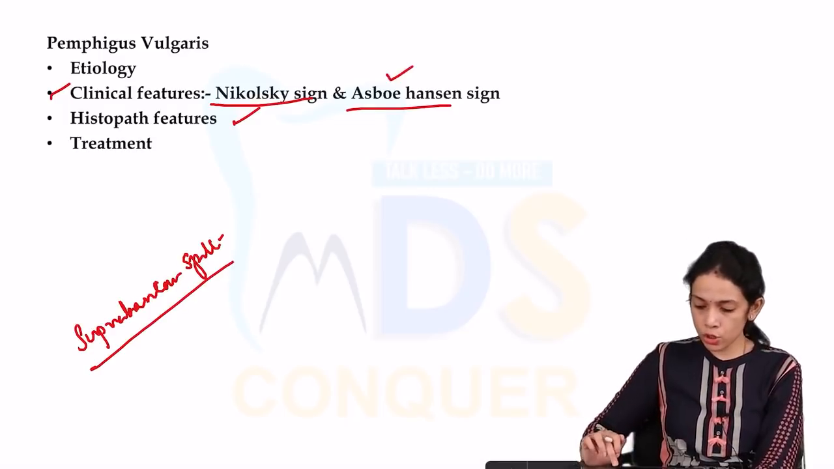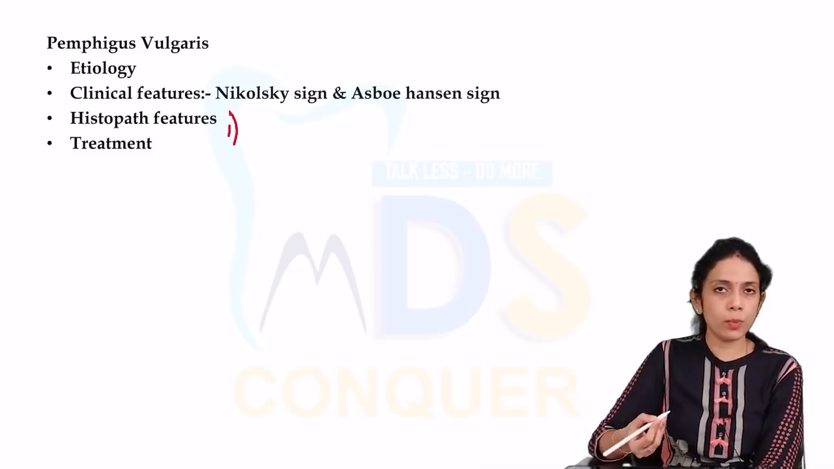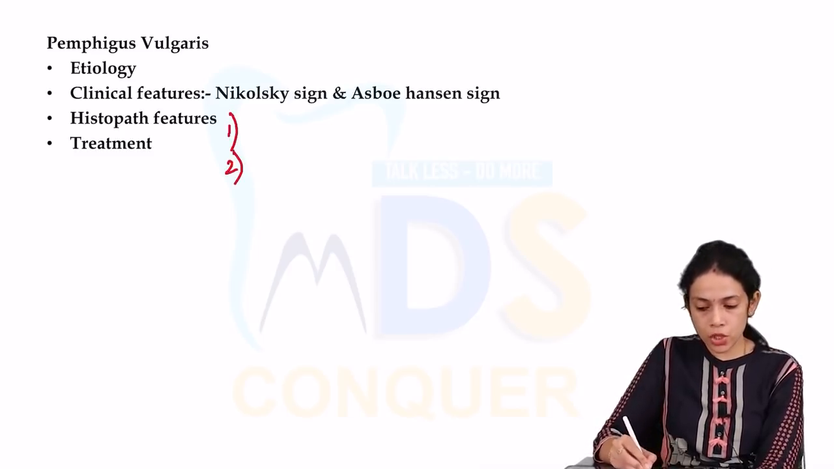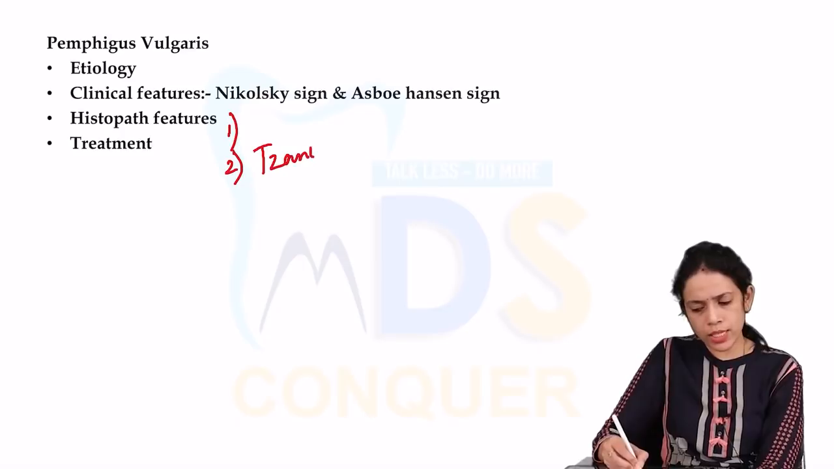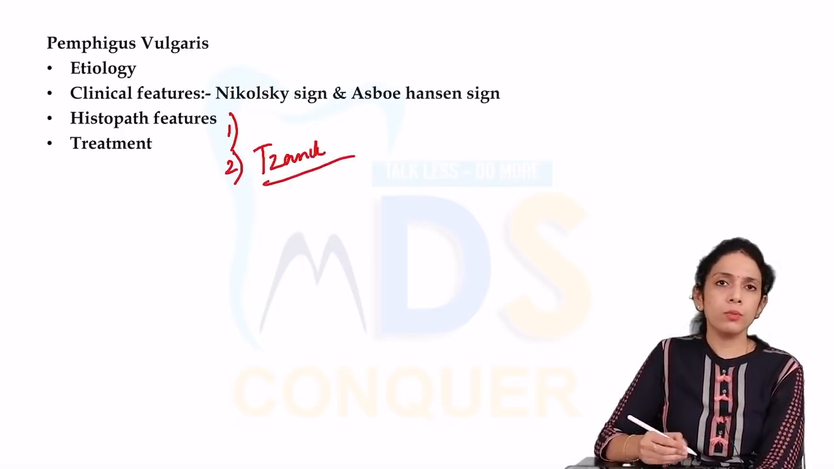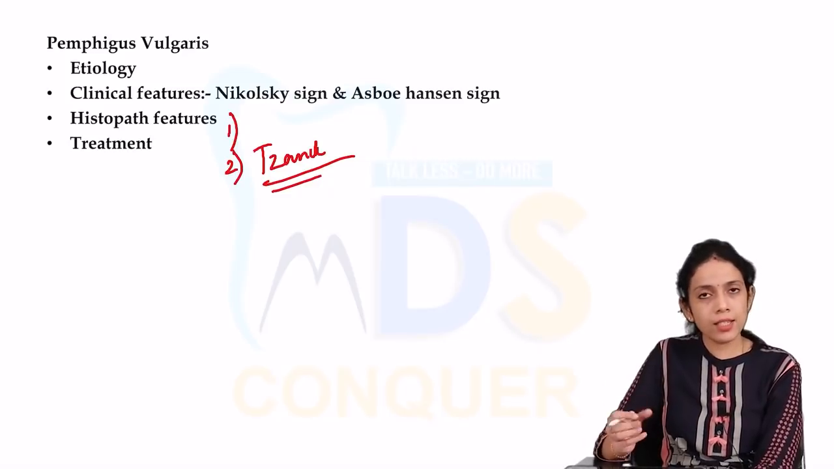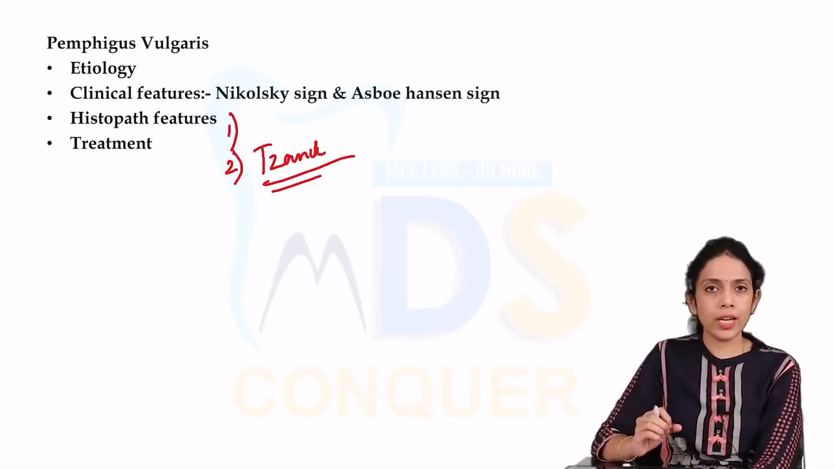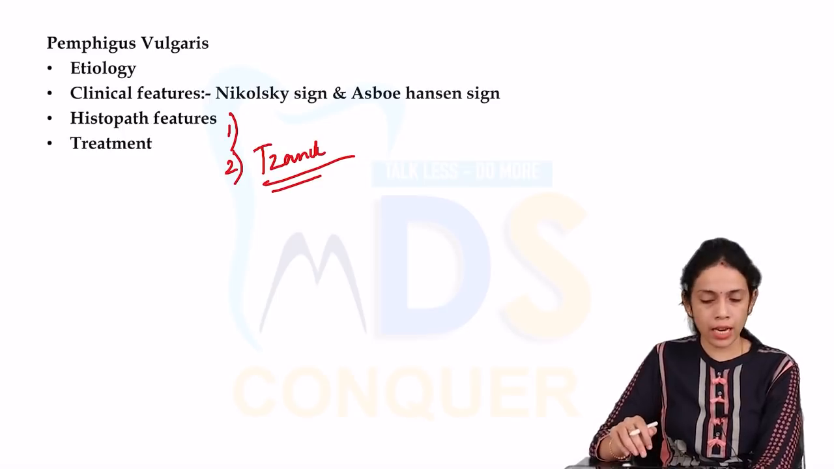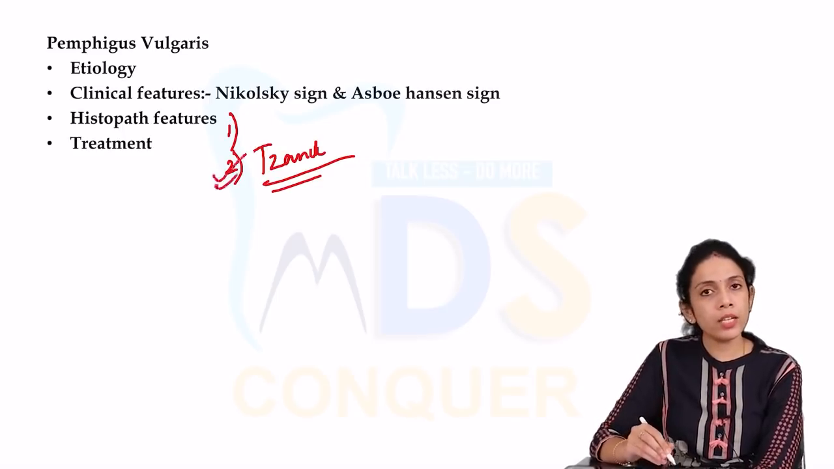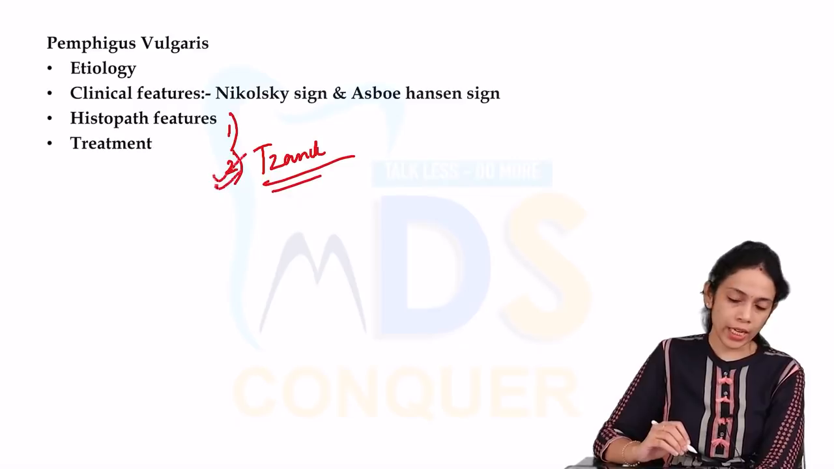Next, coming to the histopathological features. Number 1, as I said, the suprabasilar split. Number 2 is the Tzanck cell, which is also seen with herpes zoster and herpes simplex. These Tzanck cells are acantholytic cells which have hypertrophic nuclei and a perinuclear halo. So this is one of the important histopathological features of pemphigus vulgaris.